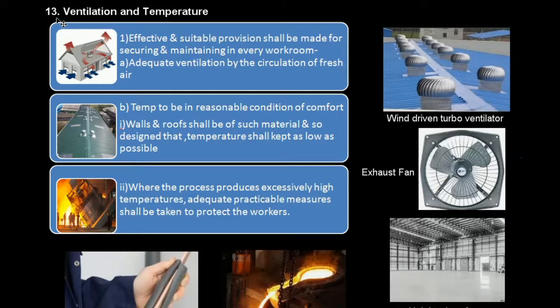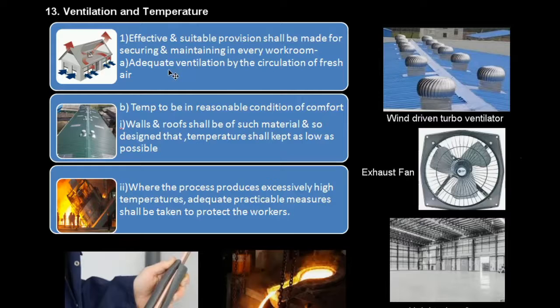Now we'll talk about section 13, that is ventilation and temperature. Under this section there are three subsections. The first one says that effective and suitable provision shall be made for securing and maintaining in every workroom adequate ventilation by circulation of fresh air. So this subsection talks about ventilation of the factory.